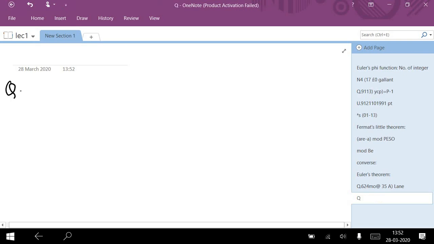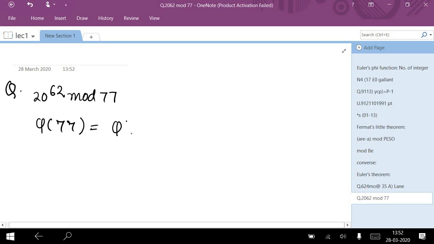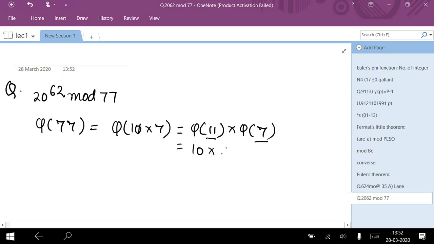Now the question: 20 to the power 62 mod 77. Again, you have to calculate the value of phi 77. It is not a prime number, so you have to do the factorization. So 11 into 7, then phi of 11 into phi of 7 by applying the third property. This is a prime number, this is a prime number, then the value by applying the second property is 60. Now phi of n is 60 and here the power is 62.